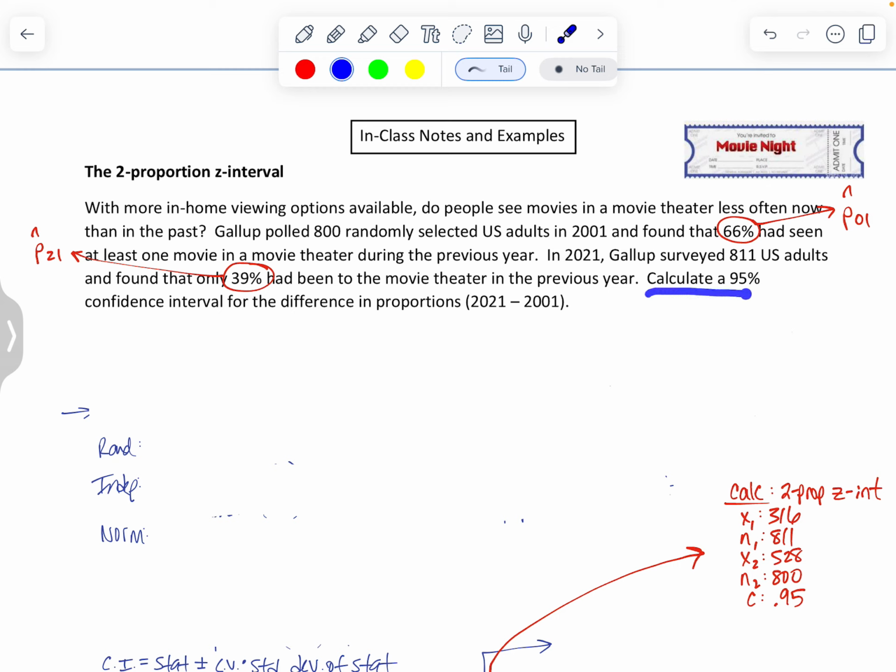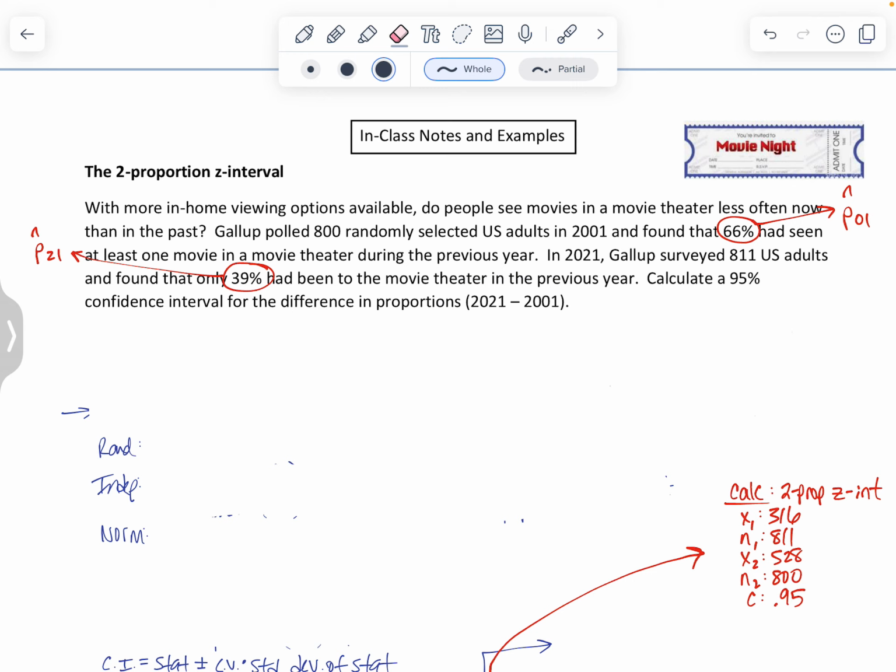The directions say calculate a 95% confidence interval for the difference. The title of this chapter is difference in proportions, or later we're going to get into means. And they're also telling me the direction of the subtraction, which is really important: 2021 minus 2001. When we are subtracting, sometimes we get negative numbers, sometimes we get positive numbers. The direction needs to be obvious. So it needs to be either stated in the question, or if you get to decide, you have to state which direction you're subtracting, okay?